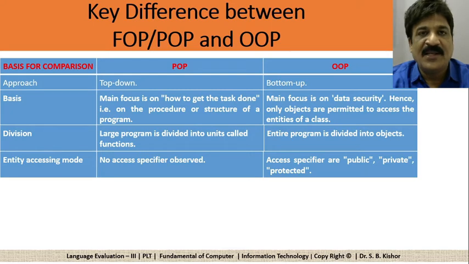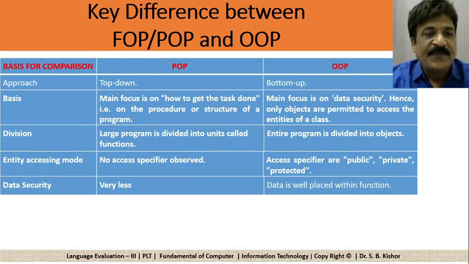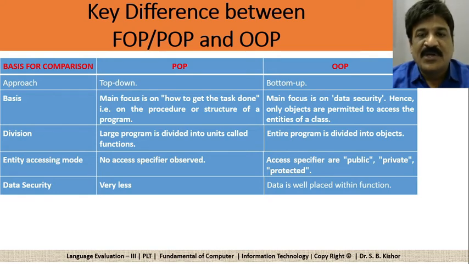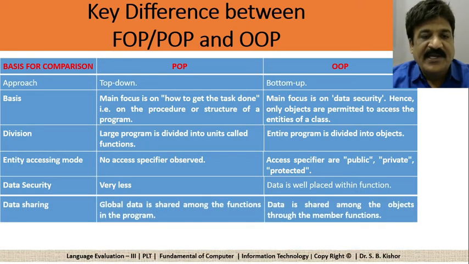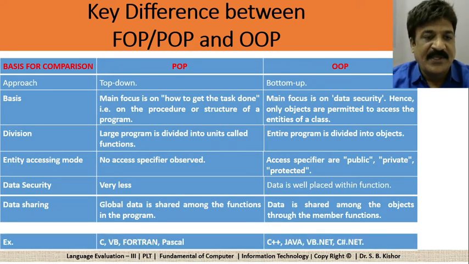It means how you are able to access the data members and member functions is based on the access specifier that you have written. If it is public, it means the entire program is able to access that particular class. But by default, it's private only. Then data security is very low in function-oriented programming, but data is well protected within functions. Data sharing: global data is shared among the functions in the program, while here the data is shared among the objects through member functions.